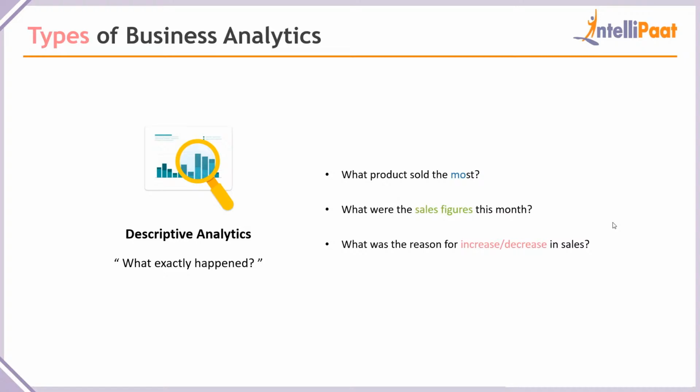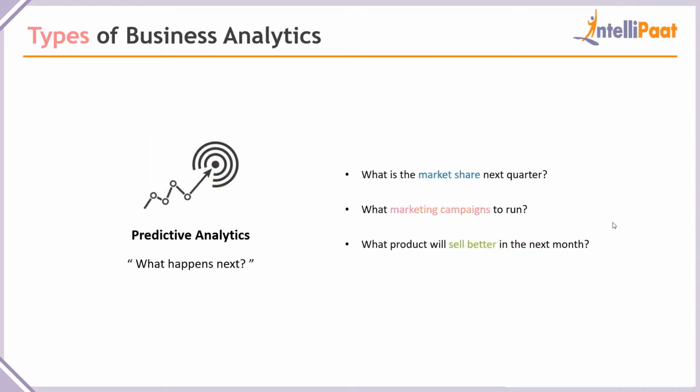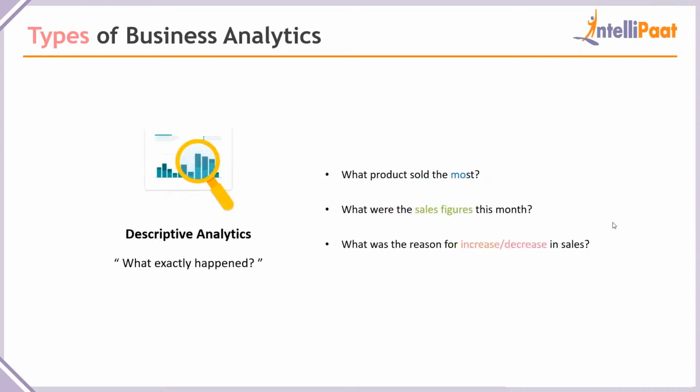You ask, what product sold the most, why was this product sold the most, what were the sales figures this particular month, why were the sales figures like this, and what was the reason for either an incline or decline in sales, as I just discussed. So a lot of questions start with what, and a lot start with why. That's the approach you take with descriptive analytics. It's very different from predictive analytics. Predictive analytics talks about what happens next. Descriptive analytics talks about what exactly happened and why we are here.